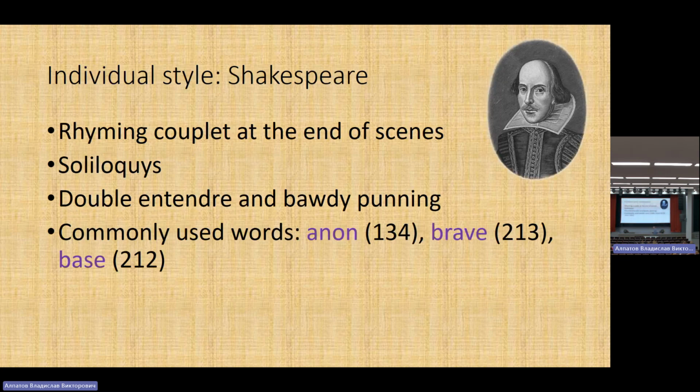Now, I'm going to give you just one example of individual style. This is Shakespeare's style. It is well researched. And well, some features, not all again, but some features which are characteristic of Shakespeare are the rhyming couplet at the end of scenes. When he writes his scenes, he likes to finalize them with a rhyming couplet.